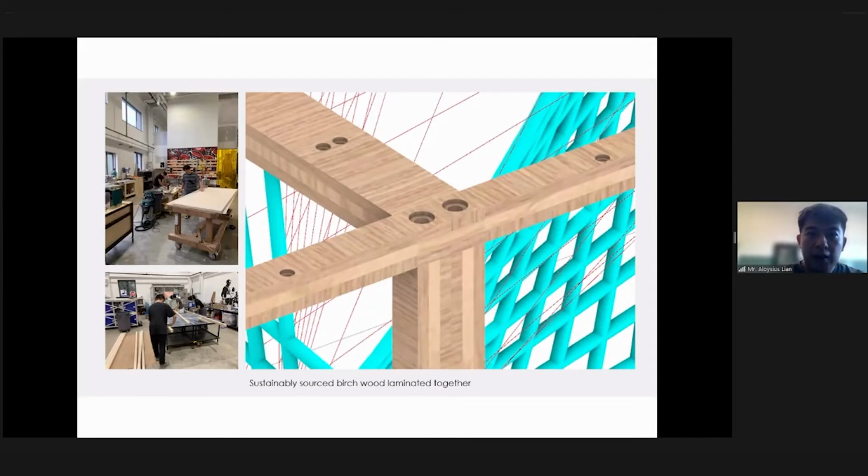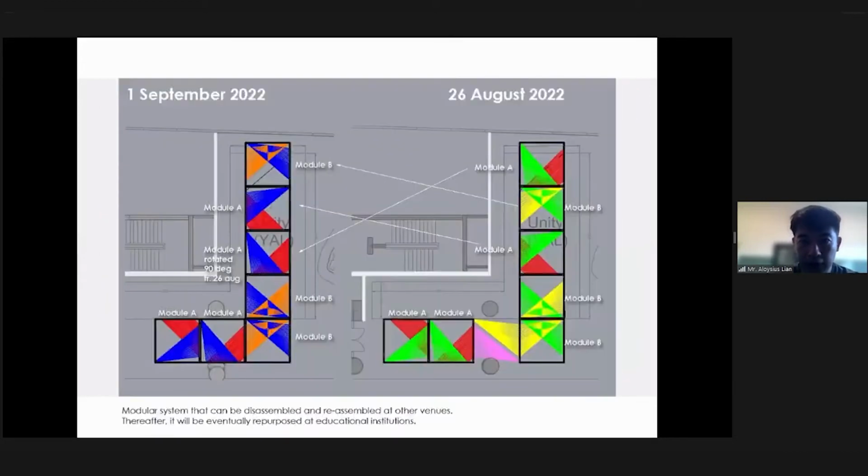So the wood is sustainably sourced birch wood that are laminated together. So it's 3 pieces of this birch wood ply laminated together. And they have a joint that will intersect each other. And thereafter that, we will bolt them in through from here. So the detailing is very clean, as you will see from the later photos.